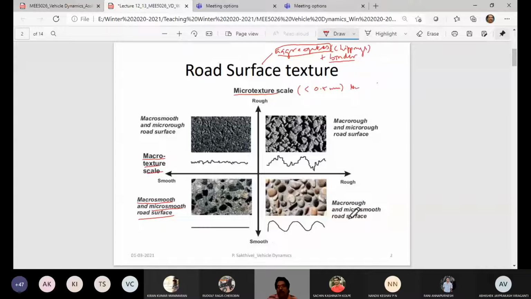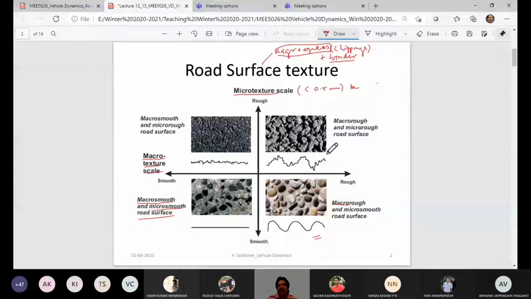If you look at the other one, here it's macro rough and micro smooth road surface. Macro rough means that when you walk, you would feel these pressing on your foot. These stones will be protruding. You see from one stone to the other stone there is a lot of distance. That's why it is macro rough. And you see the undulation is quite visible, with a higher amplitude as well as a longer wavelength.